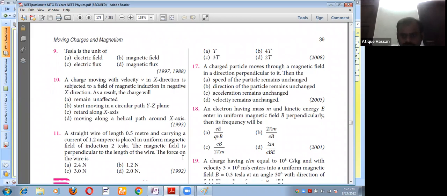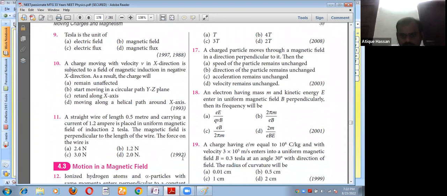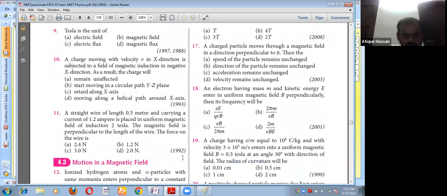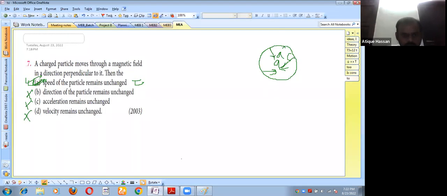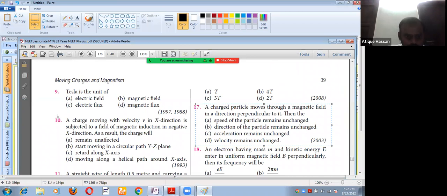Moving to another question. Now, solve question number 10.